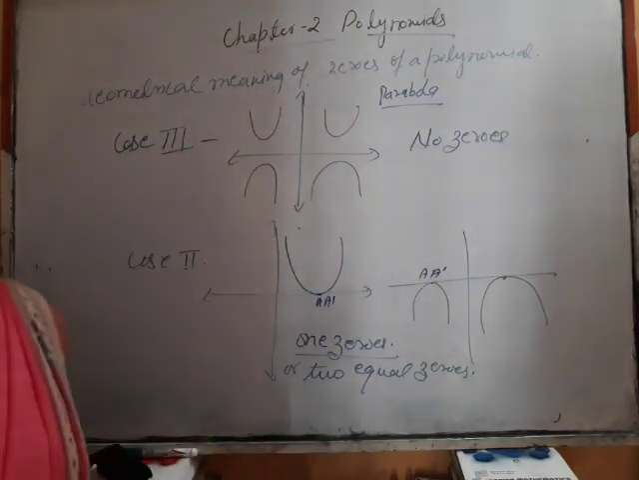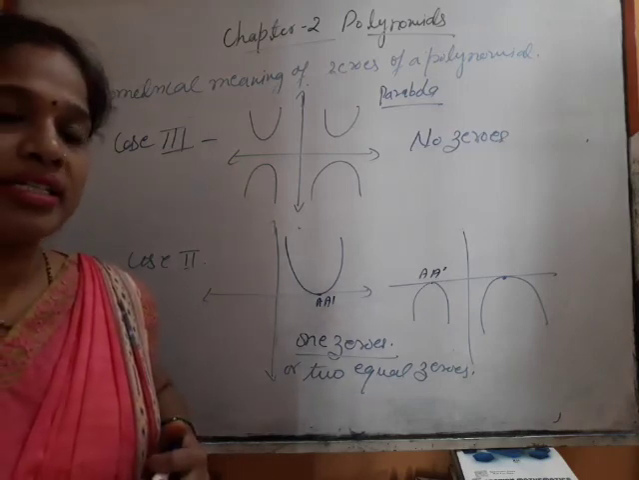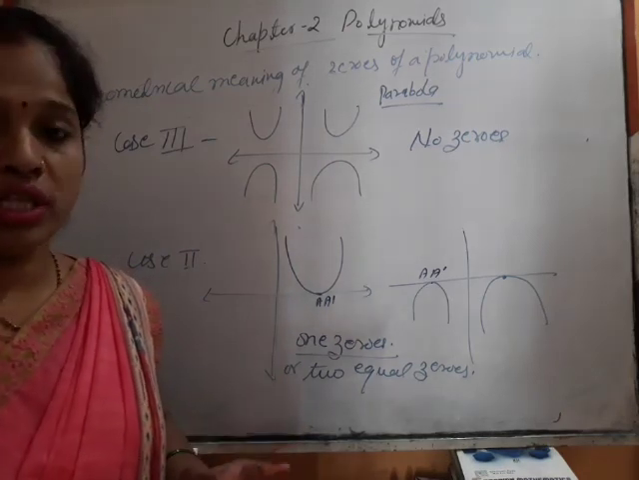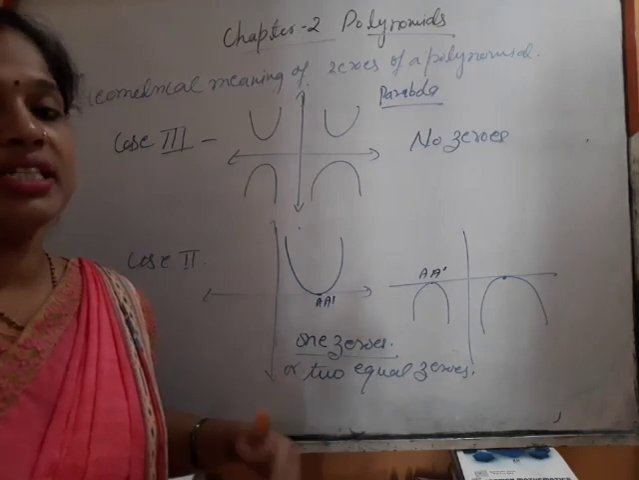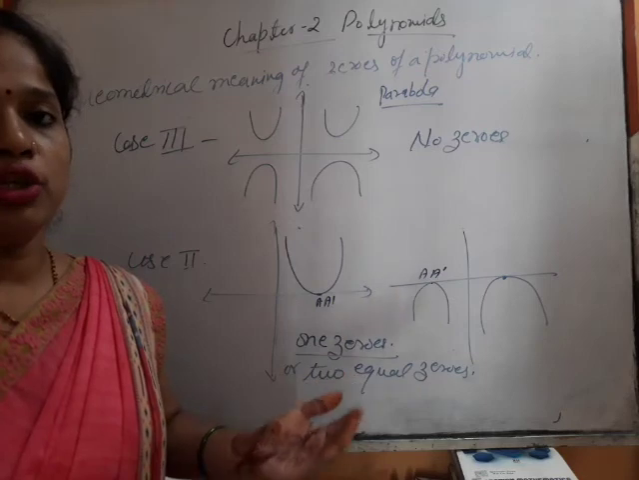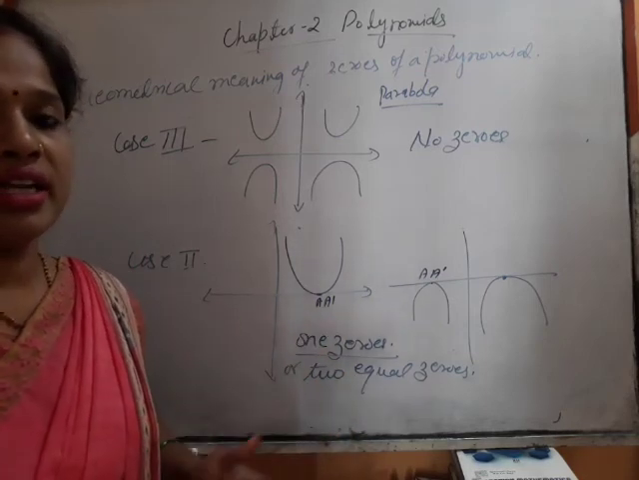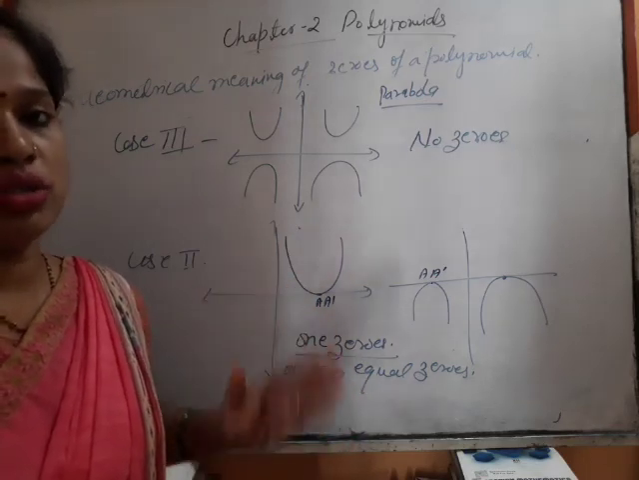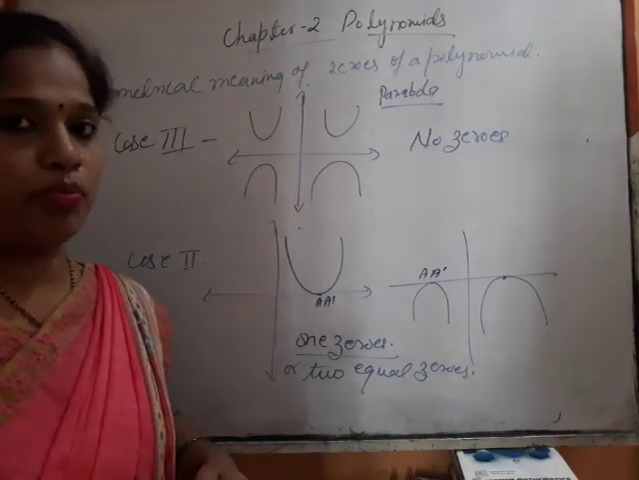Okay. So you have seen three cases. Where the parabola intersects the x-axis at 2 points, it will have 2 zeros. If it intersects at 1 point, even then the zeros are equal, you will write 1 zero. And if the parabola is not intersecting the x-axis at all, then it will have no zero. Okay. Then this was in the case of quadratic polynomial.